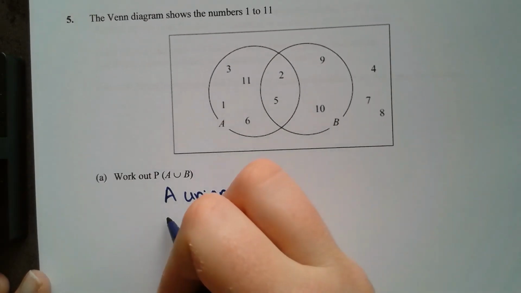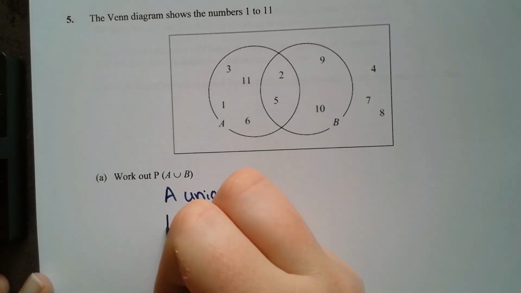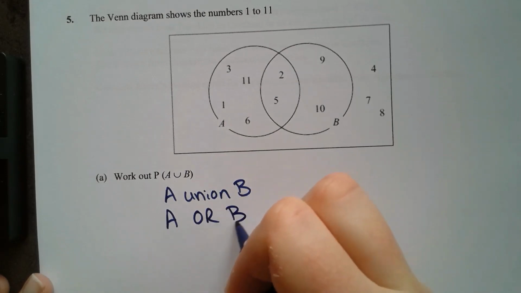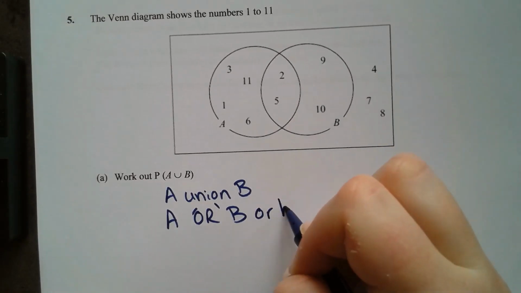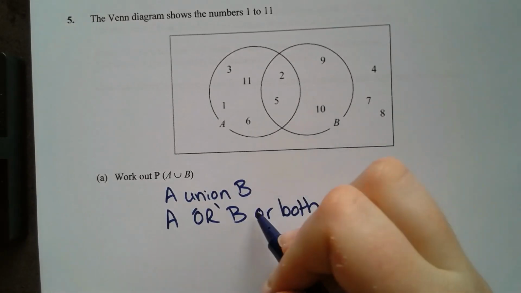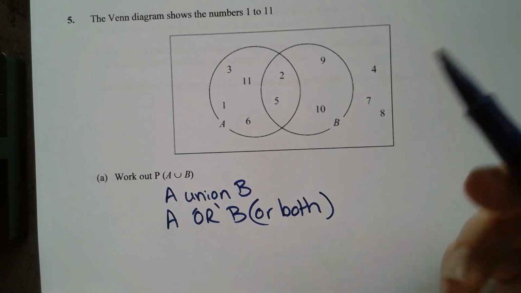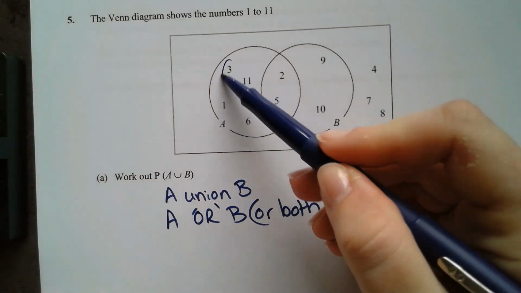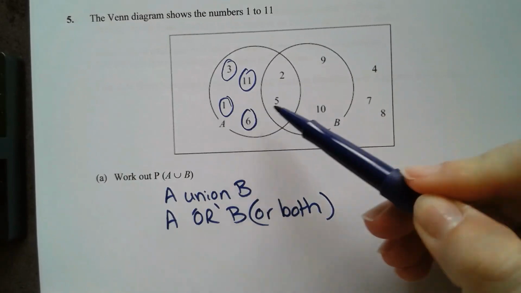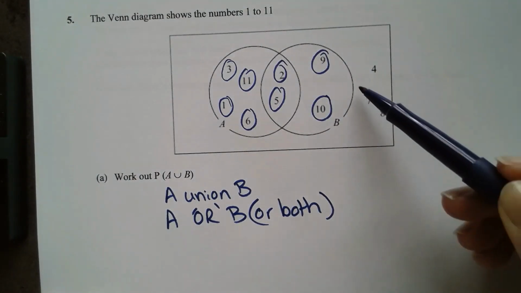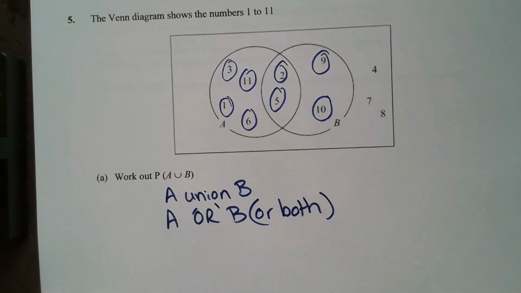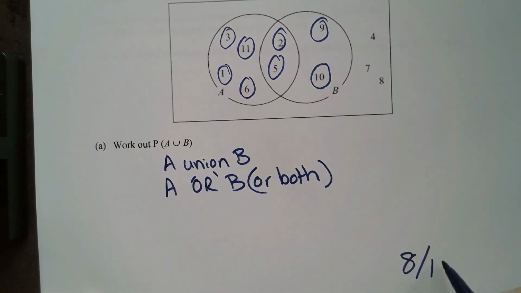The union is what I'm looking at if I'm looking at A or B, if we were to use kind of normal everyday speak. So to be an A or B or both. The things that are in A or B or both are this one, this section, and this section. It's just not these things on the outside. So we should get 8 out of 11 for this one.